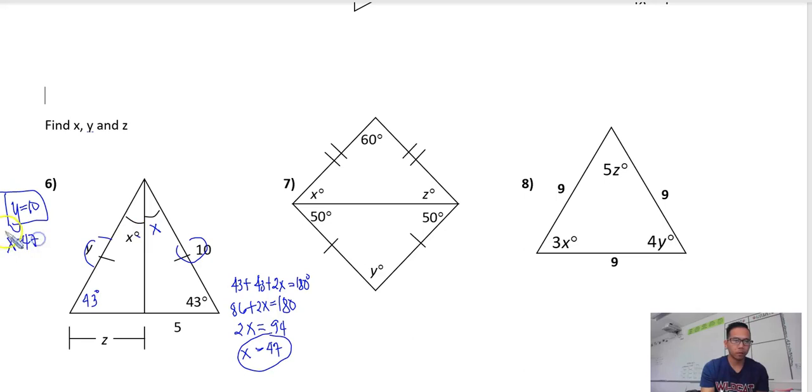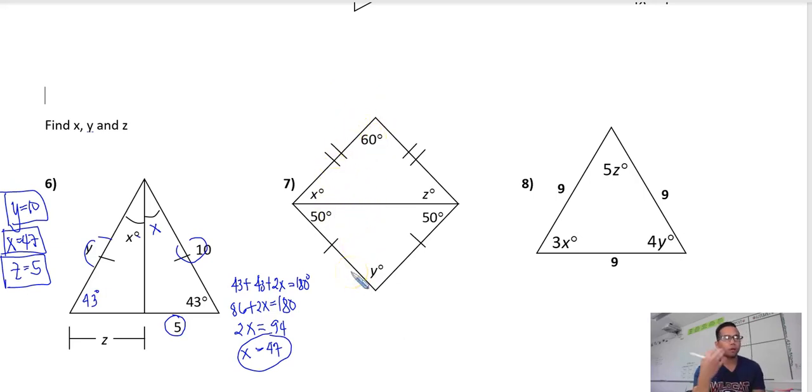That's 47 degrees. And then of course, because these two angles are congruent, the opposite sides, this one it's 5, therefore they are also the same. Z is equal to 5 because the angles are congruent. So whatever sides are opposite to them will always be congruent too, right? So next is number 7.